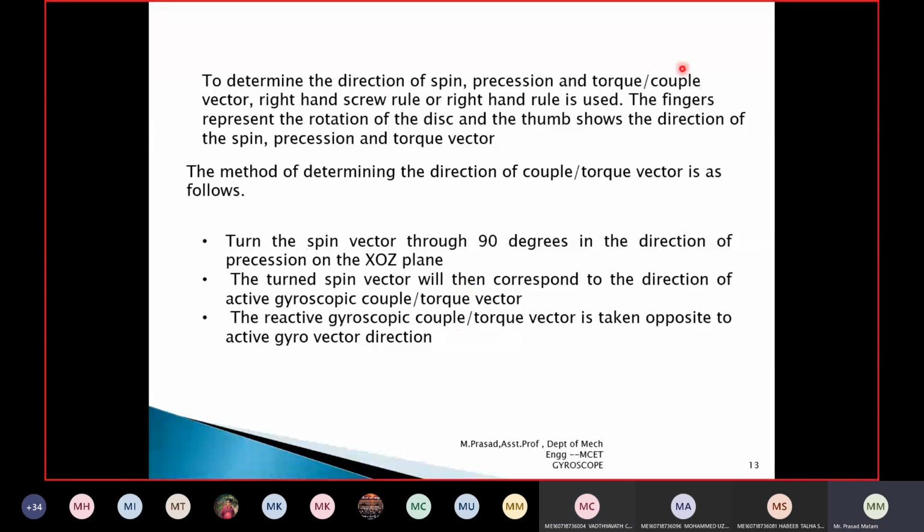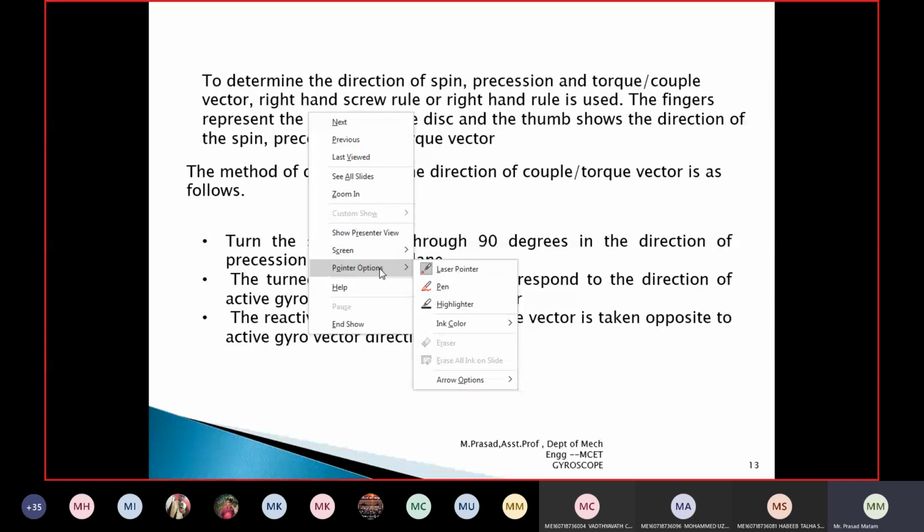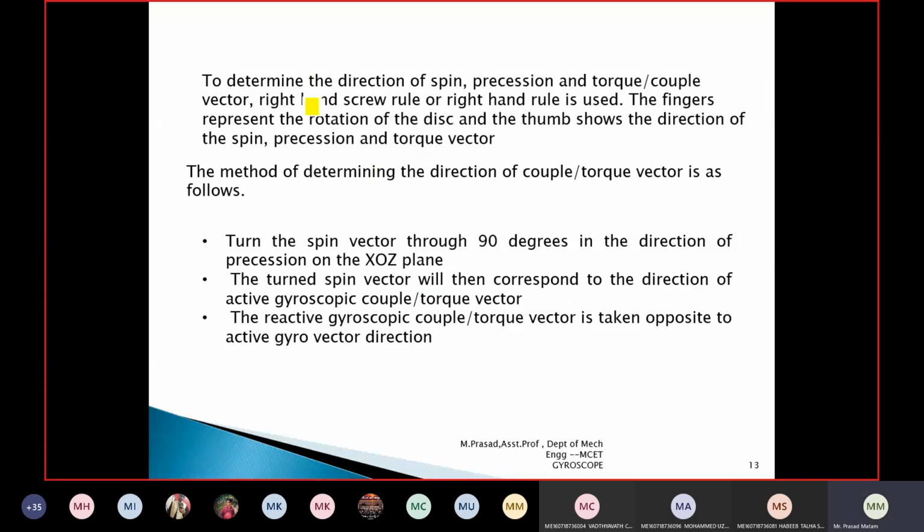You can see how we are determining this. To determine the direction of the spin, precision, or torque or couple vector, the right hand screw rule or right hand rule is going to be used to determine the direction of the spin vector, precision vector, and torque vector. This is the right hand screw rule we are using for the representation.